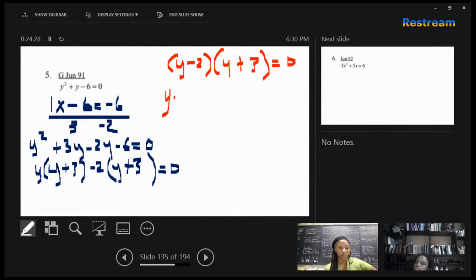So y minus 2 equals 0, so that would be 0 plus 2, so y would be positive 2. And for y plus 3, we would subtract 3 from both sides, so y would be negative 3.